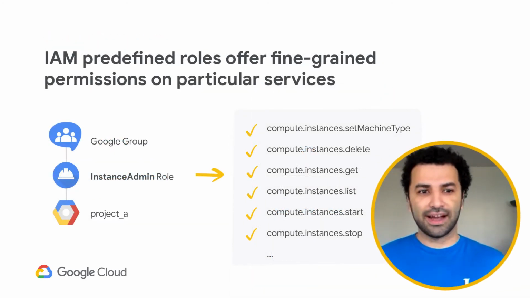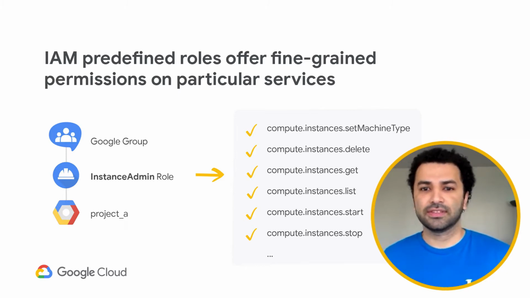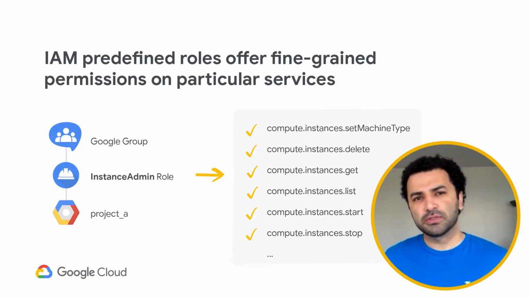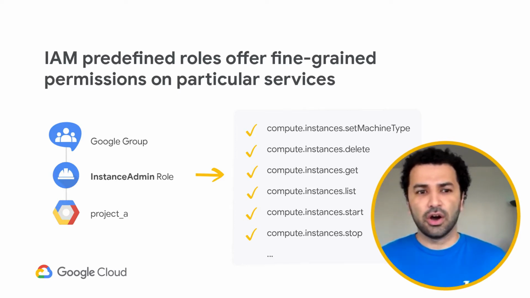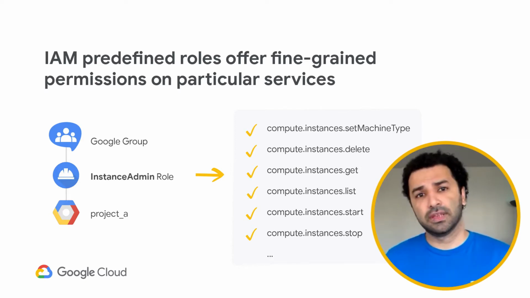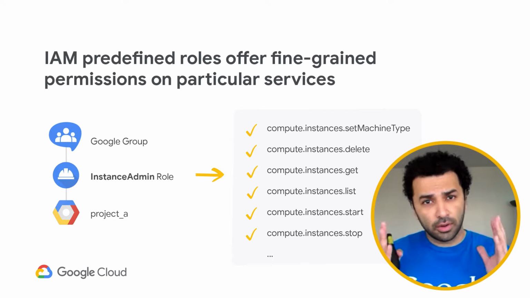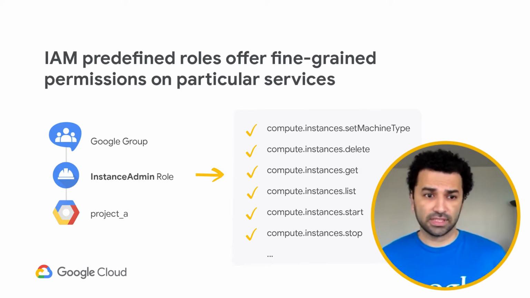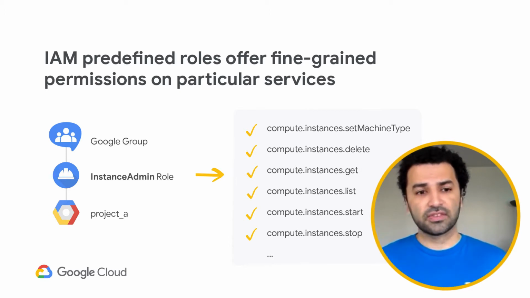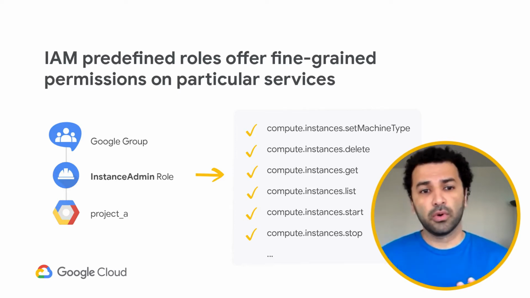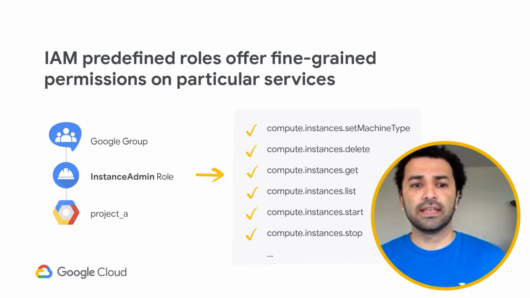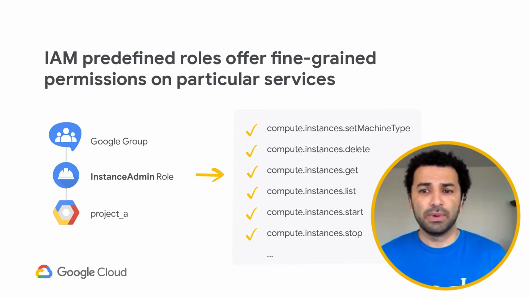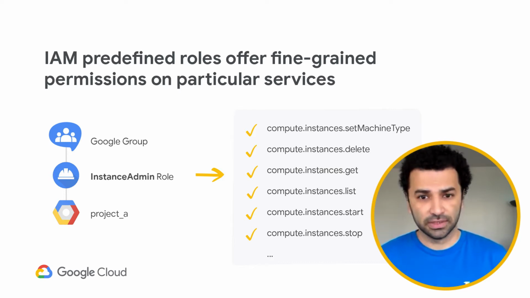So when we talk about the roles in IAM, we will find several types of roles. Maybe the most popular one is the predefined roles, which are fine-grained permissions on particular services. The example you see on the screen is instance admin, which is a role for computational power instances. When you grant someone the instance admin role, you give them the get, list, start, stop, as well as delete and set machine type, and so on. So basically, an administrator of Compute Engine.